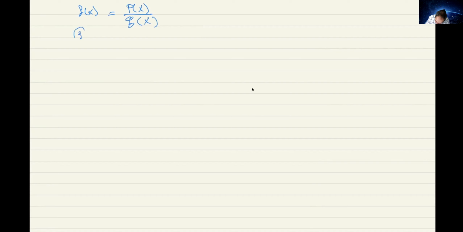Number 1, and it's already in your notes, I need to find the x-intercept and y-intercept. Number 2, find the vertical asymptote. Number 3, find the horizontal asymptote or slant asymptote.